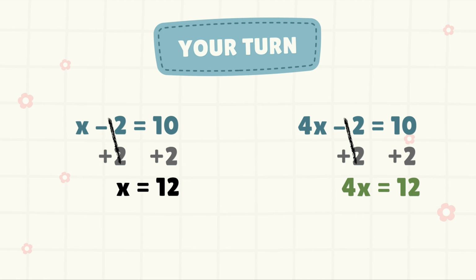That means multiplication. So in order to reverse this, I need to do division. Let's divide each side by 4. Well, my 4 and my 4 cross each other out. And now I have x equals 12 divided by 4. Anybody know 12 divided by 4? It is 3. So x equals 3.